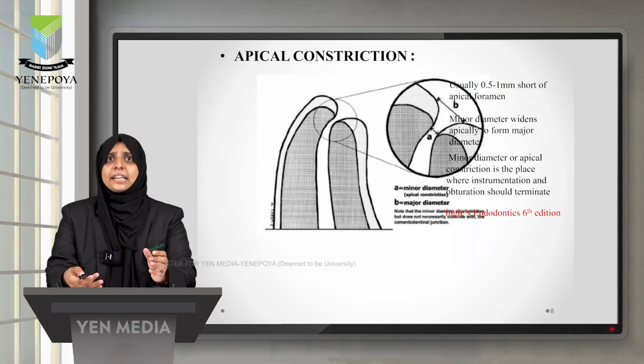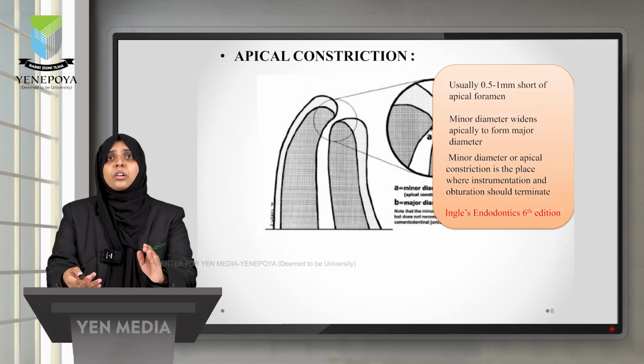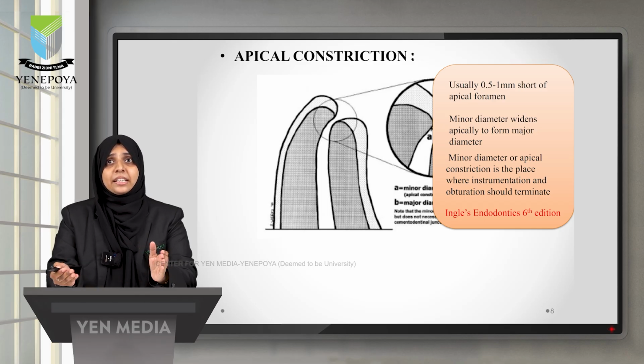Now coming to the apical constriction. Here, as I said, the A indicates the minor apical diameter or the apical constriction, whereas the B denotes the major diameter. This apical constriction is usually 0.5 to 1 millimeter short of the apical foramen, and this minor diameter widens apically and forms a major diameter. As it widens, it gives an appearance of a funnel shape.